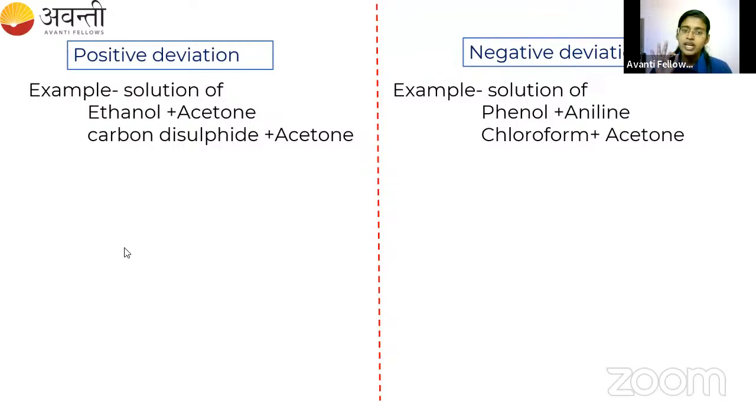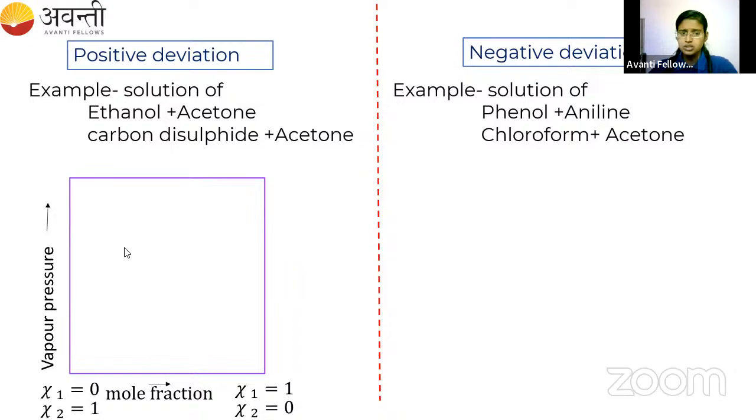We have studied three examples under ideal solution, and coming to non-ideal, two for positive deviation and two for negative deviation. Your job is to memorize all these things. Now let's see one graph. Yesterday, I discussed one graph with you all. Do you guys remember that graph, with the vapor pressure and mole fraction? At this particular point, we have only the mole fraction of component 2.